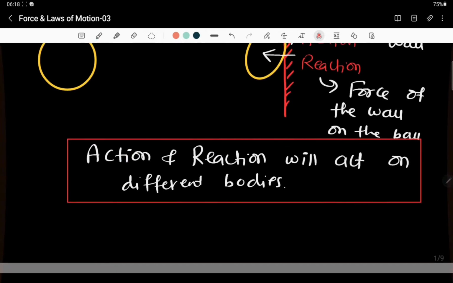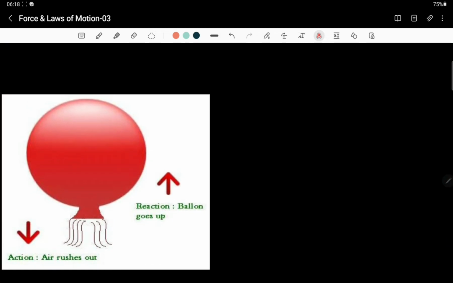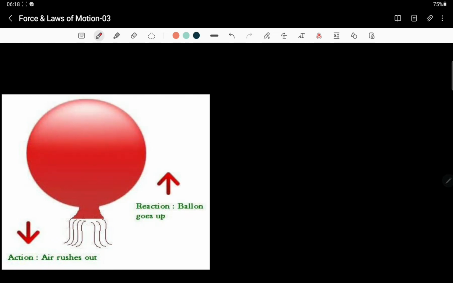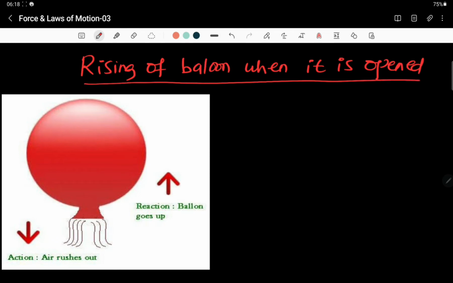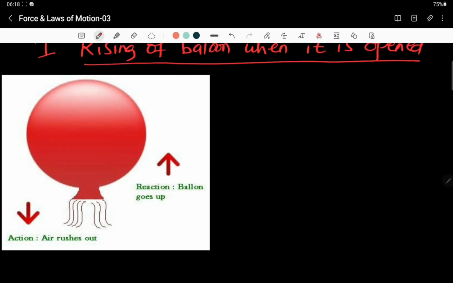You can take one more example here. There are so many examples. I have made note of those things here. The first one is the rising of a balloon, rising of a balloon when it is opened. So this is the first example. With the help of this diagram you can understand this. What is happening here? In this balloon, air is there, so air rushes out. When you open this, air is coming out, no?